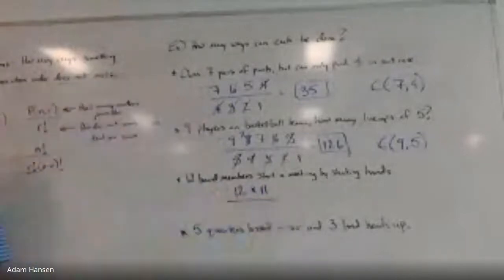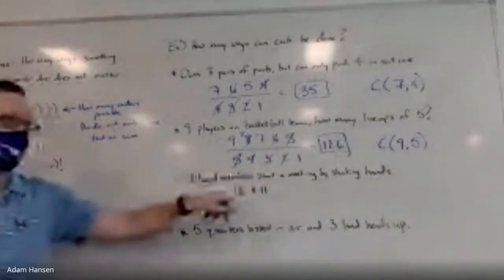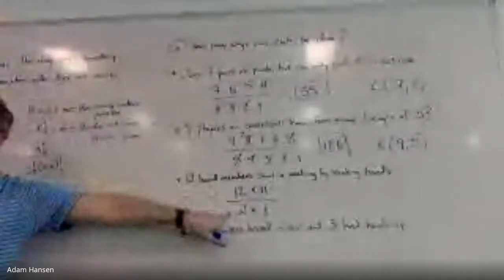Well, what do I have to divide by? I need to arrange the same 2 people, so divided by 2 times 1. Pick the people, then divide by how many ways you can arrange them. There should be 2 ways to arrange the same 2 people.